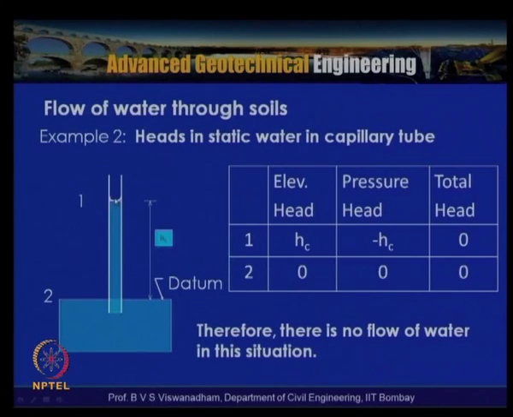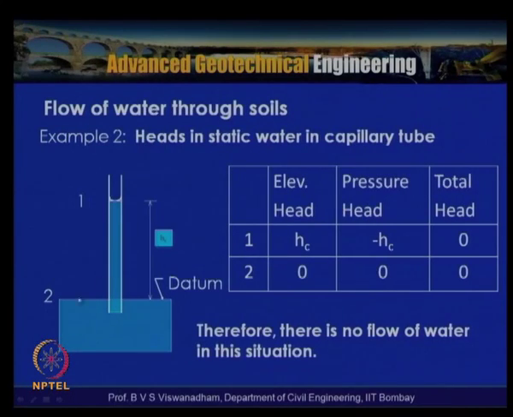So, at point 1, the elevation head is HC units above point 2, and the pressure head is negative, which is minus HC. So the total head is HC plus minus HC, since the pressure head is negative here, and therefore the total head is equal to 0.